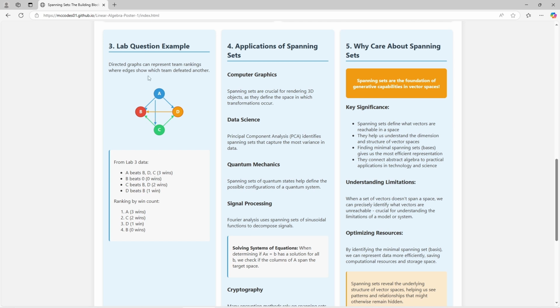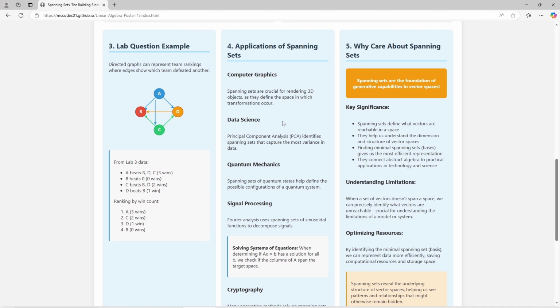Now, I went in and picked the first lab question as an example, where we can see Team A, a little more visually clear, has 3 wins, Team C has 2 wins, Team D has 1 win, and Team B has 0 wins, right? So we could even use that as A (3, 0), C (2, 0), D (1, 0), B (0, 0), right?